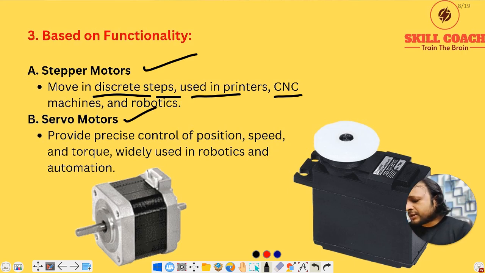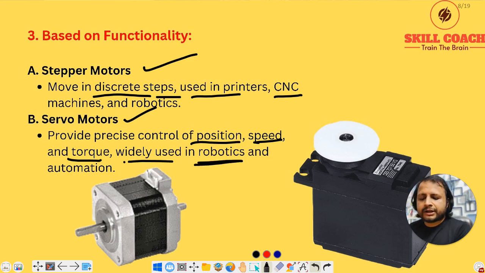And servo motors have very precise control. It has very precise control of position, speed and torque, widely used in robotics. देखिए robotics आर्म में ना सब servo motors यूज होते हैं. So we should understand this कि in a robotics arm we will use the servo motors for the precise control of position of the motor and the speed also. Got it or not? And we are using it for the purpose of automation also.